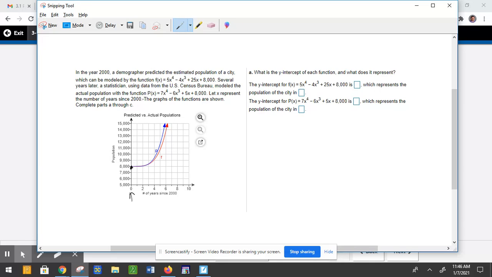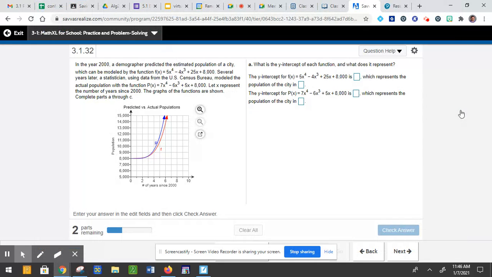Year 0, by definition, is the year 2000, because I think x is defined as the number of years since 2000. 2000 is when this study started. So the y-intercept is 8,000 in the year 2000, and that would be the same answer for both. So let's do that.